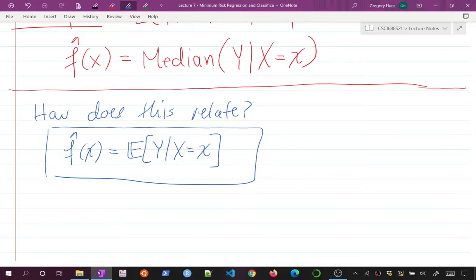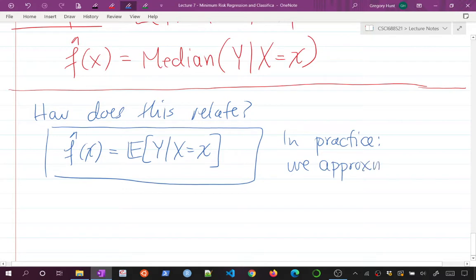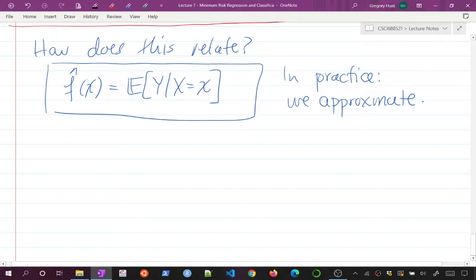In practice, we approximate, right? Just like how we said that we approximate the risk with an empirical risk. In practice, we don't actually know how to calculate that. If we knew what the probabilistic distribution is, we wouldn't need to solve the problem in the first place, right? How do we approximate?